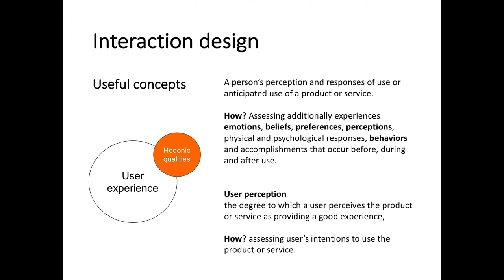So, how do we evaluate or assess this experience? Through emotions, through beliefs, preferences, perceptions. We mainly focus on behaviors and try to figure out what our product provides and what type of behaviors it provides to users. So, user perception mainly is the degree to which a user perceives a product or a service as providing a good experience. How do we evaluate that? We evaluate the user intentions to use a certain product and service.